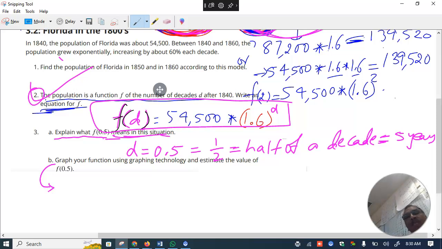Now, they're asking us to graph this. Okay, now let's see. We'll have to go to desmos.com and really graph. Can you open your laptop? Everybody open your laptops and let's check this out and see if we can get this answer.